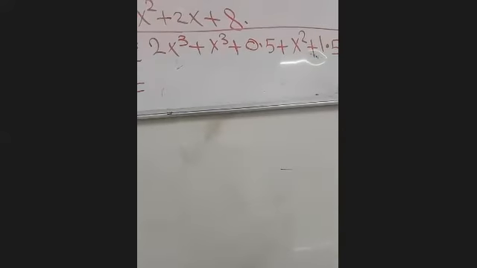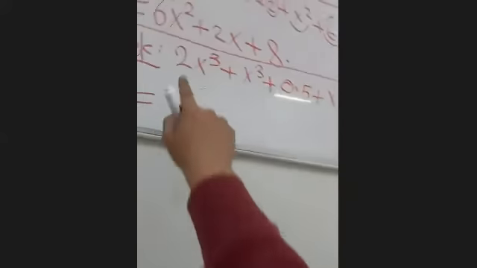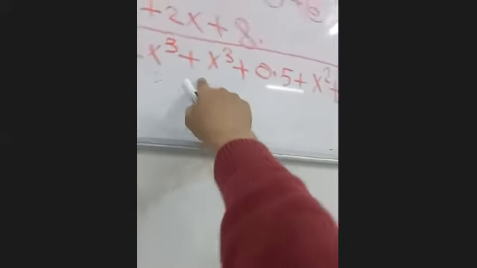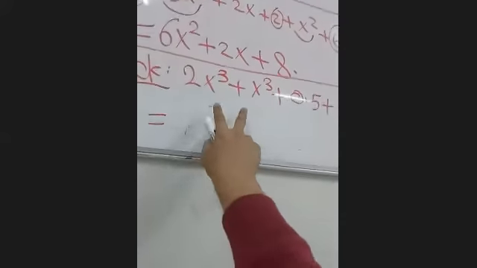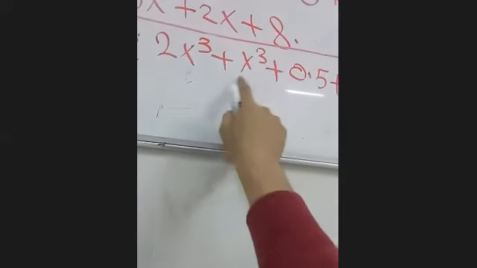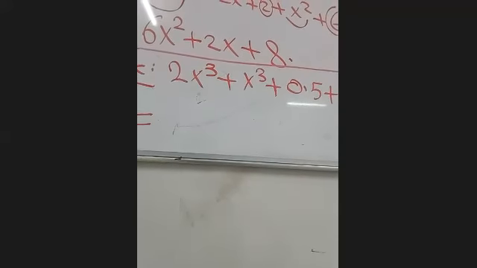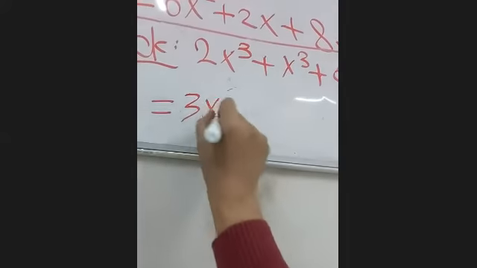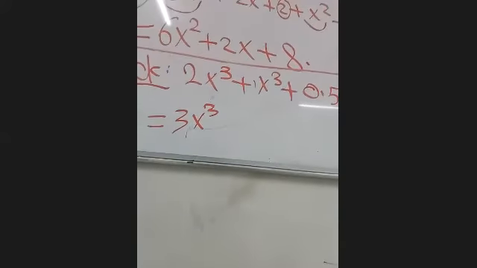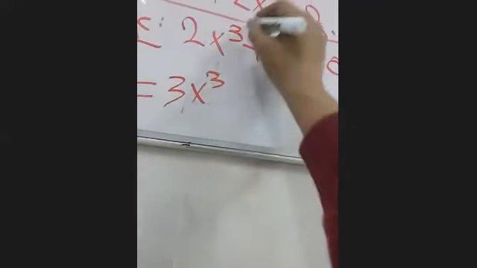2x to the power 3 and x to the power 3 only. I cannot say this is like with them because here the power is 2, right? Yes. How much is 2x to the power 3 plus x to the power 3? 3x to the power 3. Excellent. Here we have 1, right? Yes. 2x to the power 3 plus 1x to the power 3 is 3x to the power 3. So I'm done with that power 3.